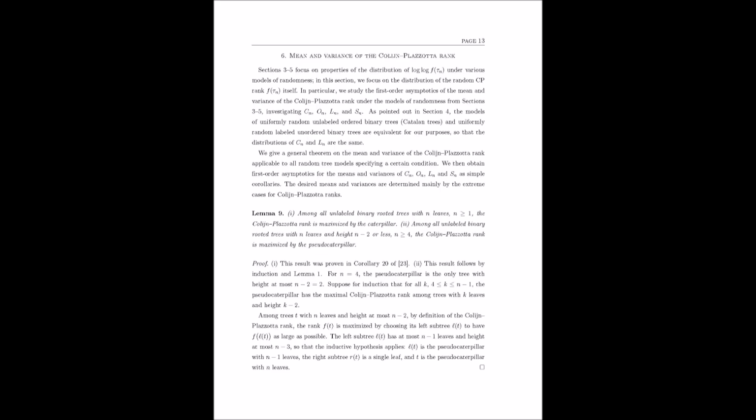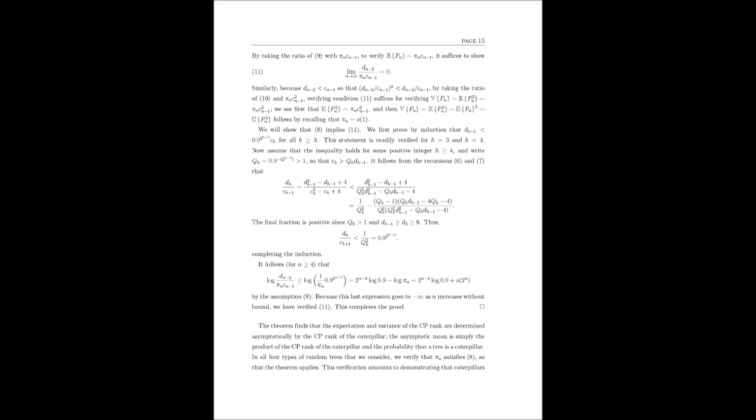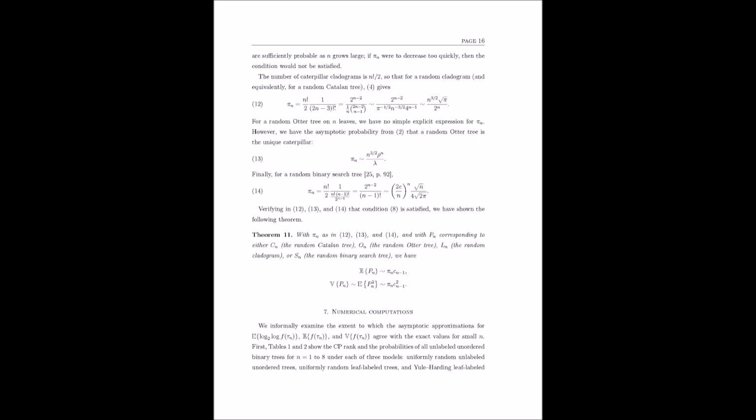Trees, they seem pretty straightforward at first glance, but once you start digging a bit deeper, you realize there's a whole lot more complexity beneath the surface. Yeah, absolutely. And today we're doing exactly that. We're diving into the world of binary rooted trees. Right. Specifically, this really interesting ranking system called the Colijn Plazzotta rank, CP rank for short.